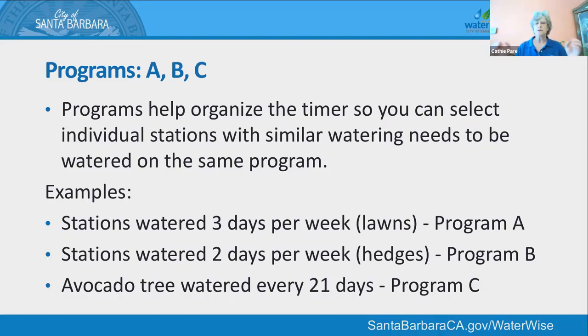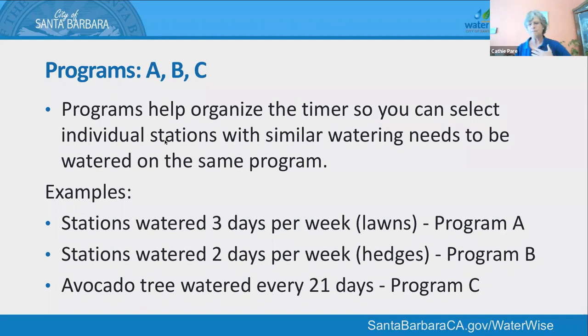We're going to use an example. Say you have 2 zones of lawn. If you happen to be watering them 3 days a week, I recommend 2, you would want to put them on their own program. So you would schedule program A, and you'd put just the stations that are the 3-day-a-week areas that you want to water. If it's station 1 and station 2, you tell it what time you want it to come on and how long you want the run times for those 2 stations in the lawns.